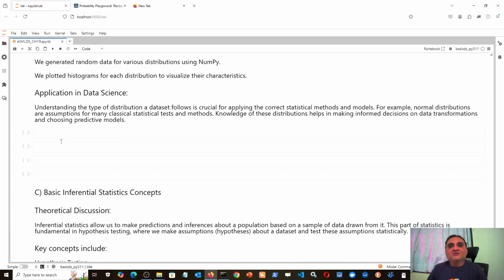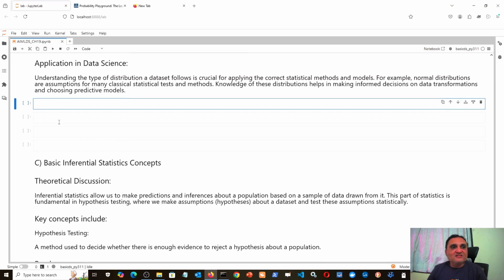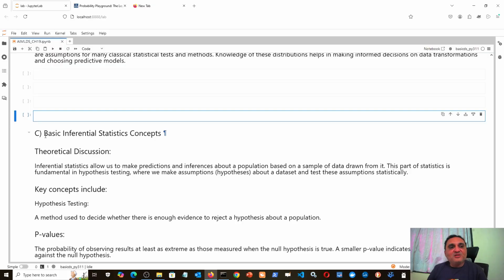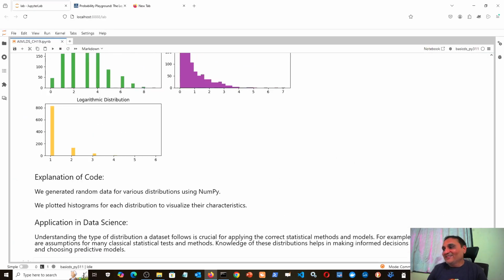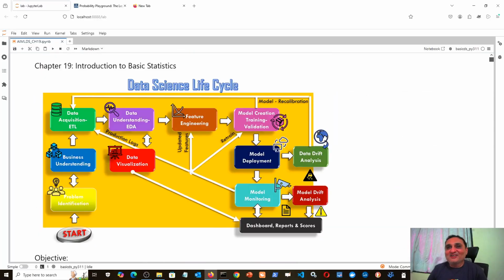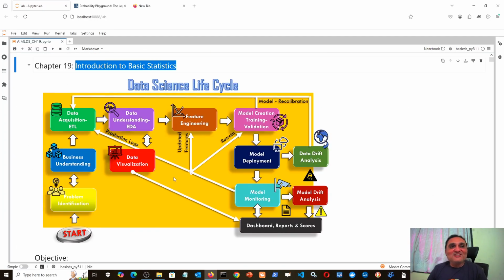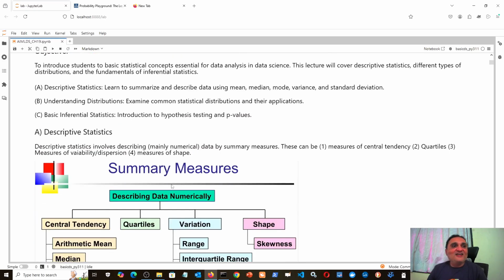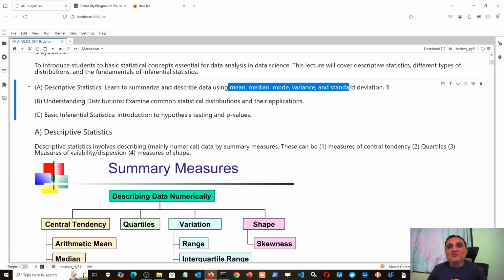Okay, now what are the applications in data science? We have already done that for each distribution, so I'm not discussing that. In the next lecture, we will start basic inferential statistics. For those who have short memory, we started this chapter here. The name of the chapter was Introduction to Basic Statistics, and we first did descriptive statistics: summary measures, 5-point summary, mean, median, mode, variance, and standard deviation, that is, measures of central tendency and measures of dispersion.